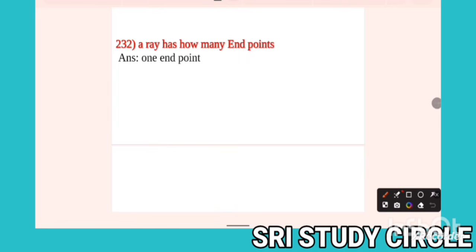A ray has how many endpoints? Only one. Right, this is the only one endpoint. A ray has one endpoint.